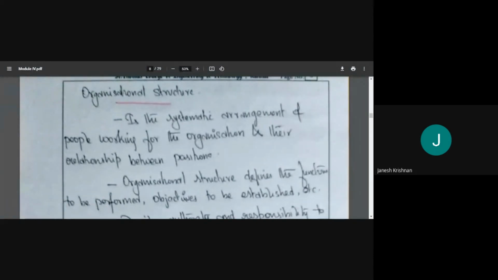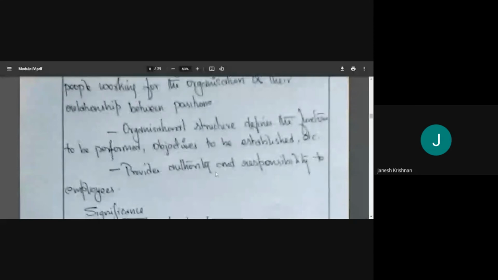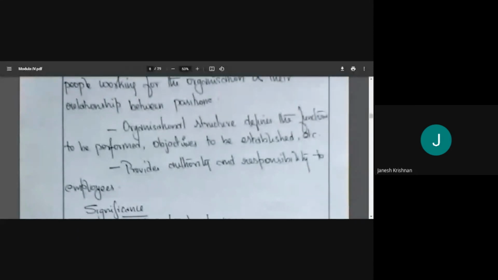The organizational structure defines the functions to be performed, objectives to be established, etc. So what function has to be done by whom? Your project guide has to guide the project work. The project coordinator has to make sure that everything goes as per schedule. We know what role has to be performed by whom. It also provides authority and responsibility to employees. So the guide can make decisions regarding your group: you need to do this work, and you can do it.